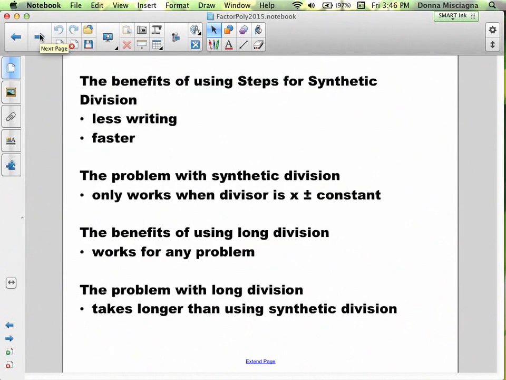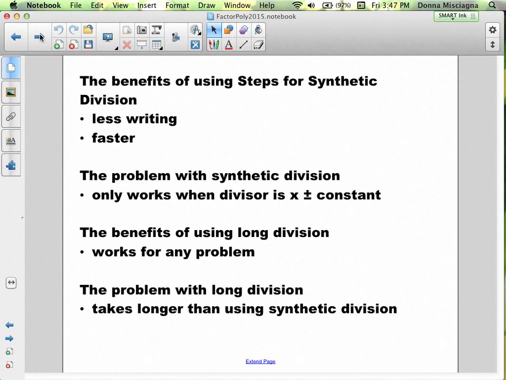The benefits of using synthetic division, there's less writing and it's faster. And that's really important when we are solving using division, because you may have to test several values to figure out which are your zeros. And so if you have to test several values, you want something that's a little quicker, and you don't have to write quite as much. So that's one of the benefits, two of the benefits of synthetic division.